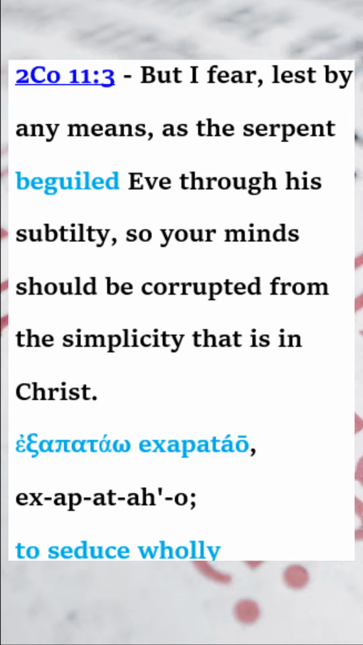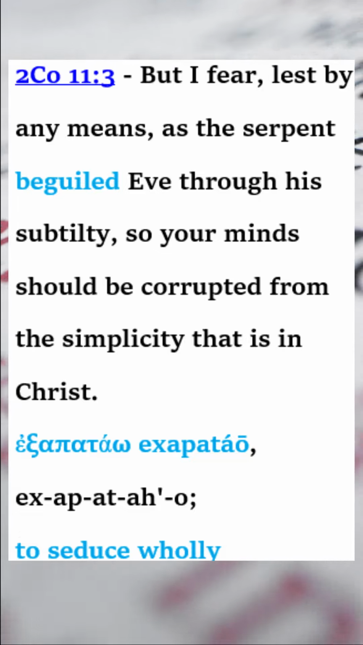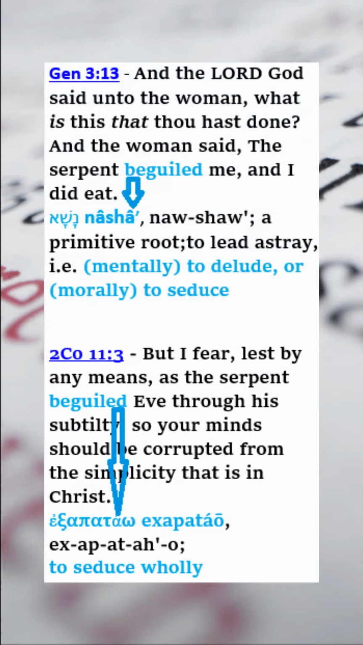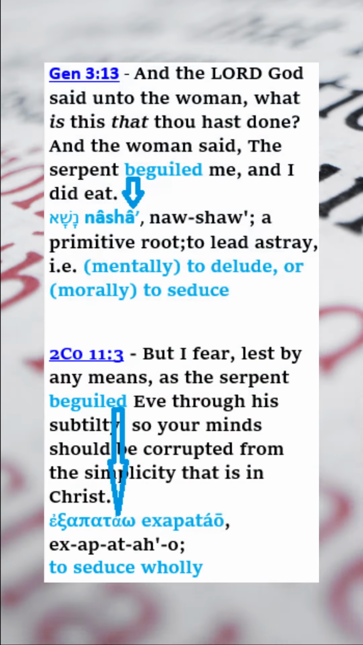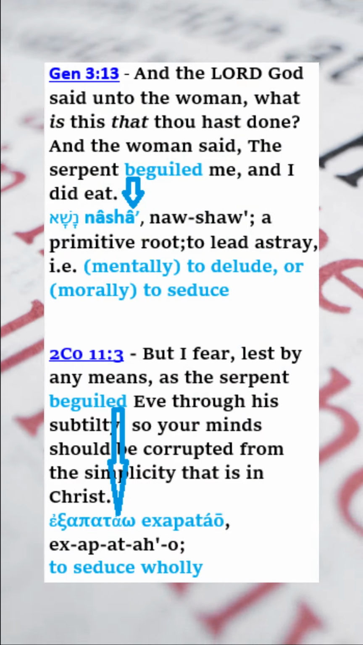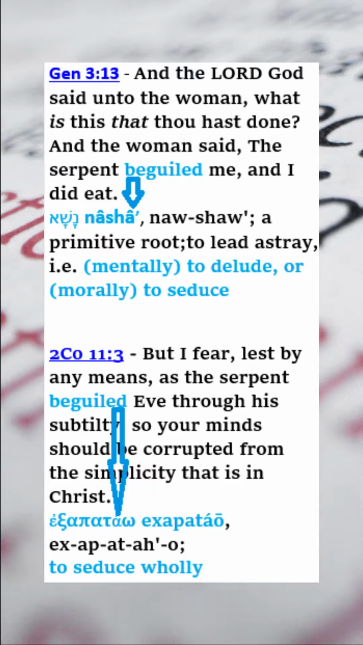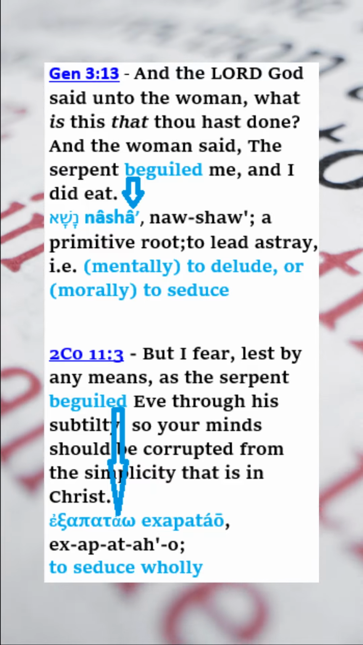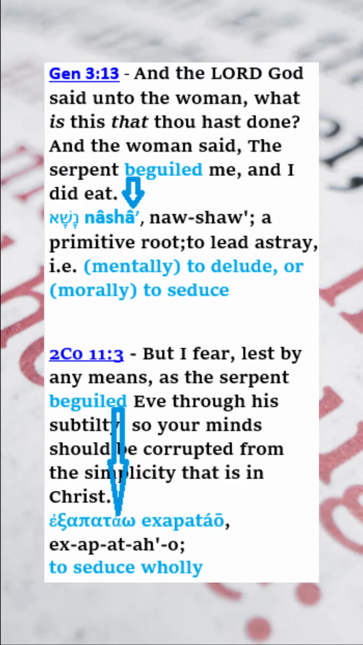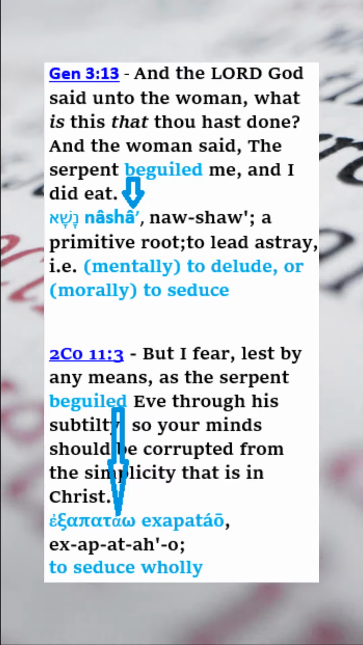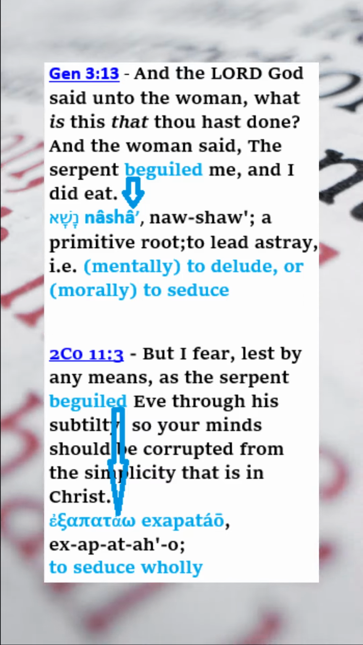In Genesis 3 verse 13 the author wrote the Aramaic/Chaldee word nasha, and its definition is to delude mentally or morally seduce. In 2 Corinthians 11 verse 3 the author wrote the ancient Greek word exapatao, and its definition is to seduce wholly. We see that 2 totally different words from different languages have the same definition with the type of deception that occurred between Eve and the serpent.